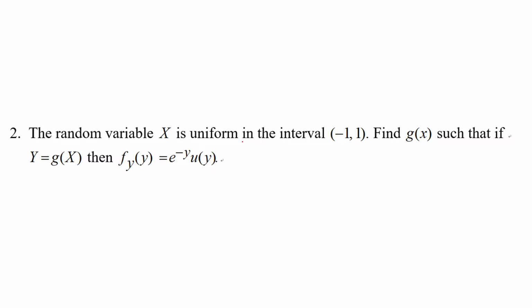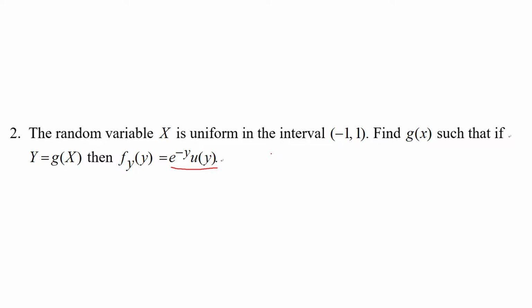This video is about question 2. Let me introduce this question first. The random variable x is uniform in the interval from -1 to 1. Find g(x) such that if y equals g(x), then the probability density function of y equals e to the -y multiplied by u(y).